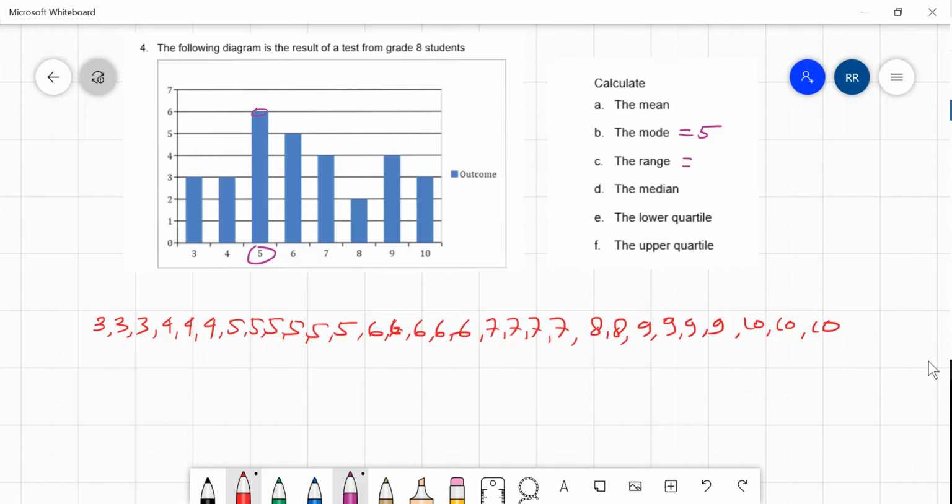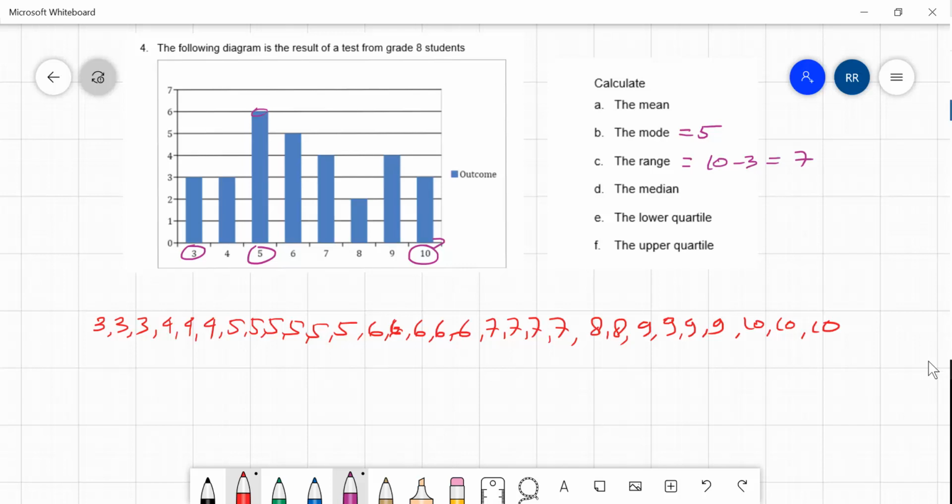The next one is the range. The range is also easy, guys. It's just the maximum outcome minus the minimum outcome. The outcomes are 3, 4, 5, 6, 7, 8, 9, 10. So the maximum value of the outcome is 10, and the minimum value is 3. So 10 minus 3 is equal to 7. That's quite easy, right?